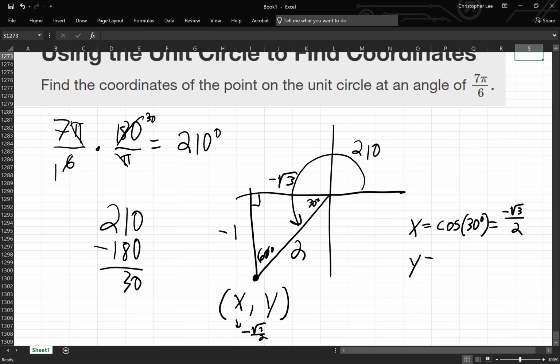We said that y was our sine. Let's see, 30 degrees, right? So that's opposite over hypotenuse. So that's negative 1 over 2. That's the real point. I'm sorry, I made a mistake quickly.